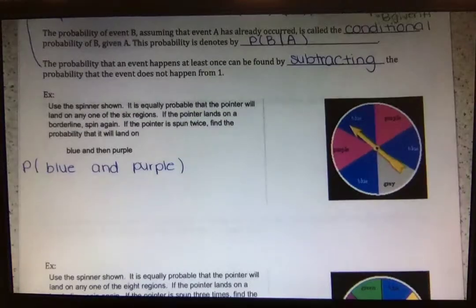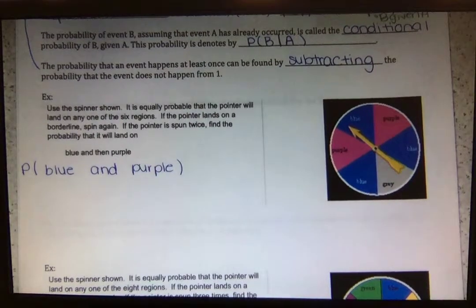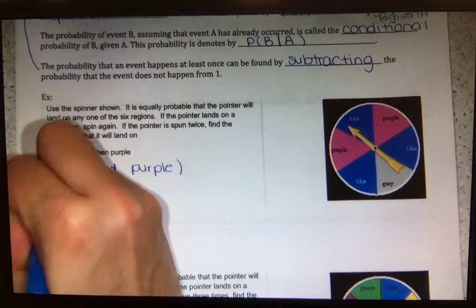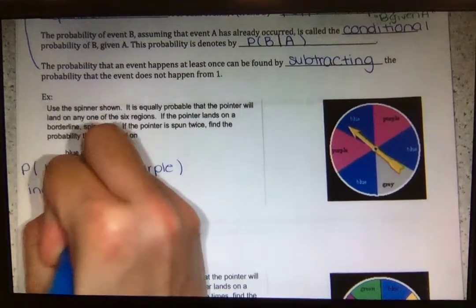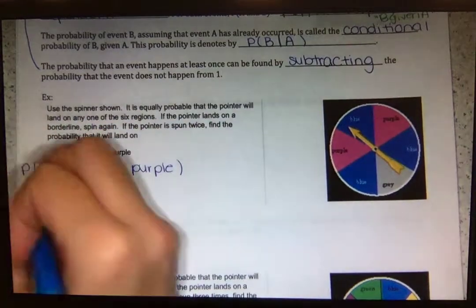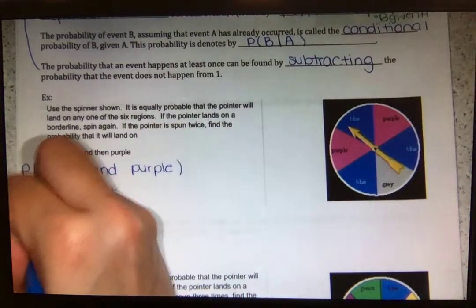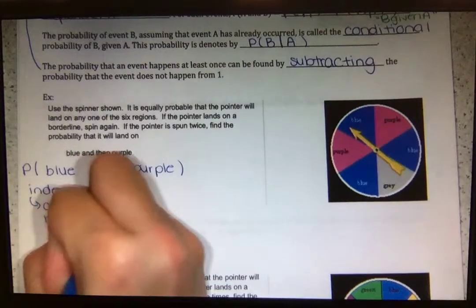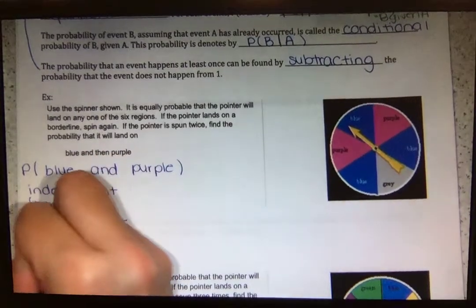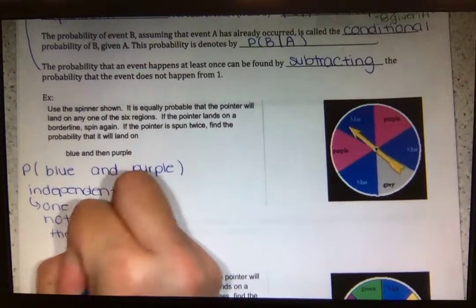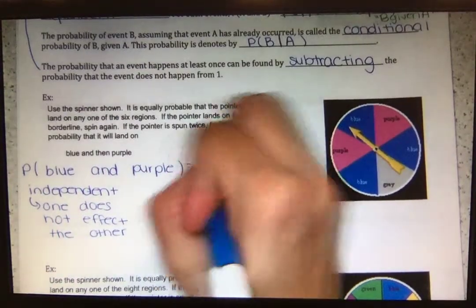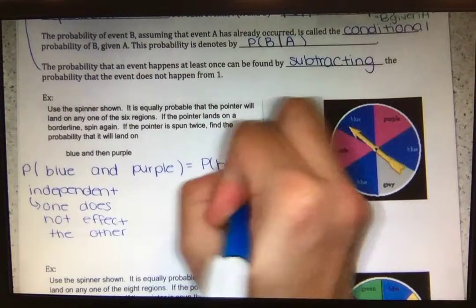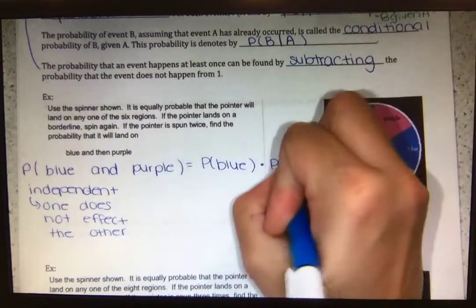Are these independent or dependent? Whenever I land on blue, does that affect how I land on purple? No, just spin again. It doesn't affect. These are independent. Has no effect. So in order to find this, we'll just find the probability of landing on blue times the probability of landing on purple.